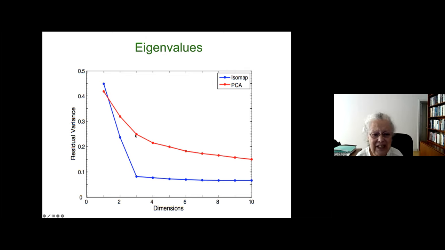There is no need, no singularity, nothing, no change that tells me to stop at 3. I'm going to spend the rest of the talk talking to you about a method for nonlinear dimensionality reduction called Isomap. And the eigenvalues of Isomap are the blue eigenvalues. So I get lambda 1, lambda 2, lambda 3, and then I get this plateau of eigenvalues. What does this tell me?